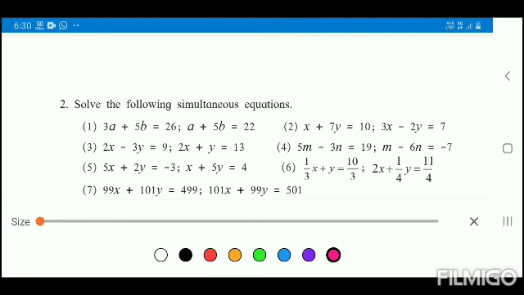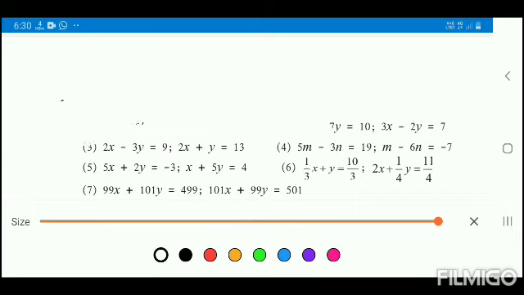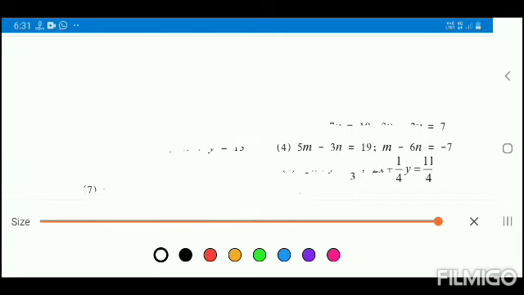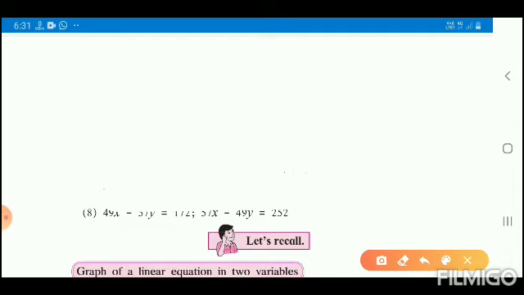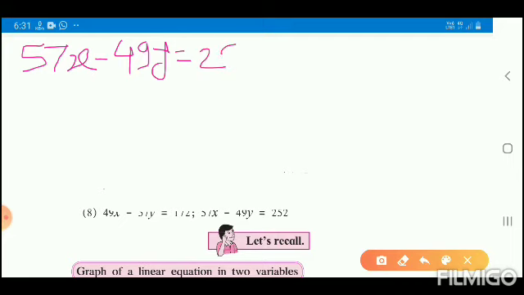Okay. Again I have to make the place to solve the equation. First of all, we had seen how to add these numbers. Now we will see the subtraction of these numbers. Now look here, we will subtract the first equation from the second. So your equation is 57x minus 49y is equal to 252. You can subtract first equation from second or second from first.